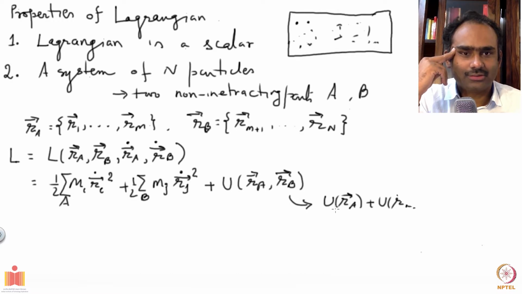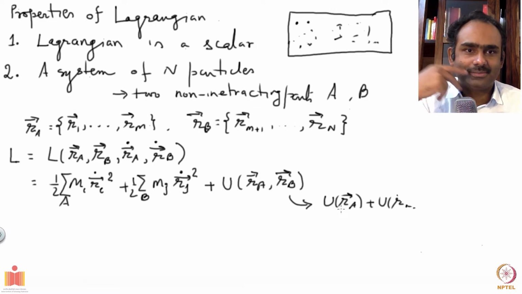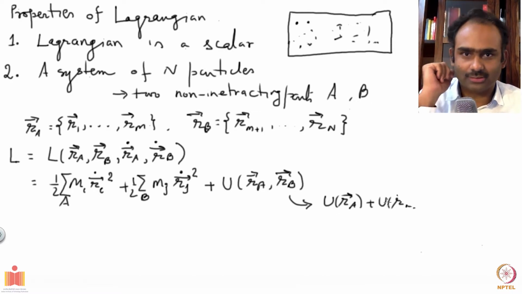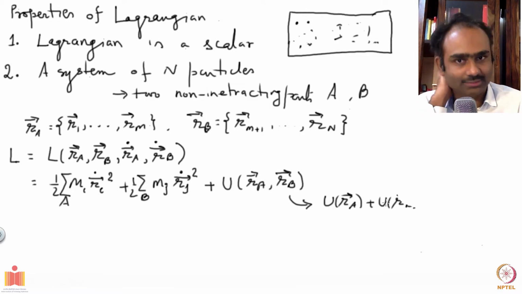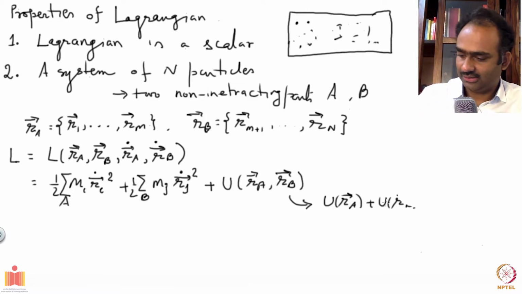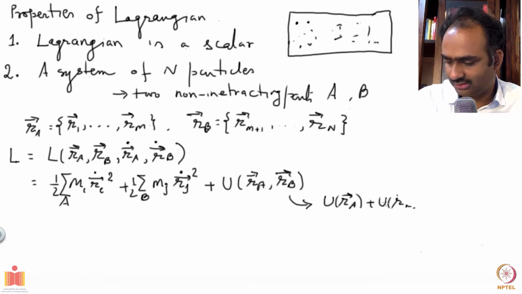Maybe I should use a different symbol for U, but because it's clear from here that these are energies corresponding to part A and part B, I will not bother with changing the symbol for U for these individual parts.